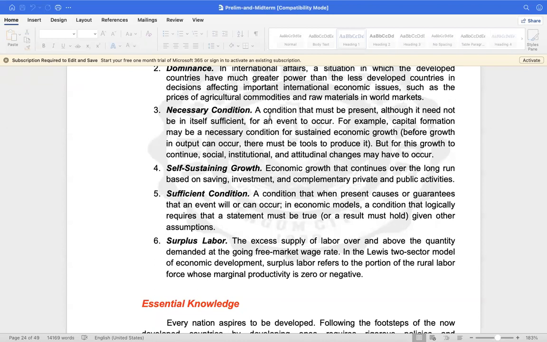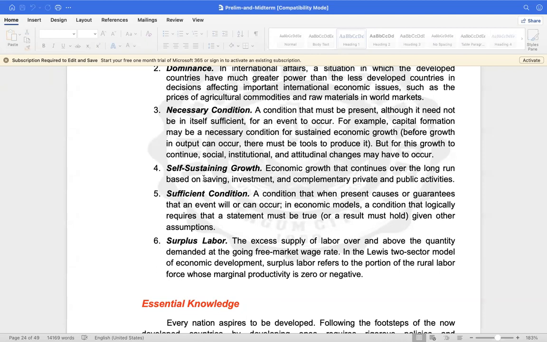So for example, capital formation may be a necessary condition for sustained economic growth, no. So meaning before na to ma-achieve ang sustained economic growth, it is really necessary nga dapat naatay capital formation. So those are mga necessary conditions before achieving that specific stage, no. Next is self-sustaining growth, no. So this is economic growth that continues over the long run based on saving, investment, and complementary private and public activities. Now, unsa may relationship sa saving, sir, no?